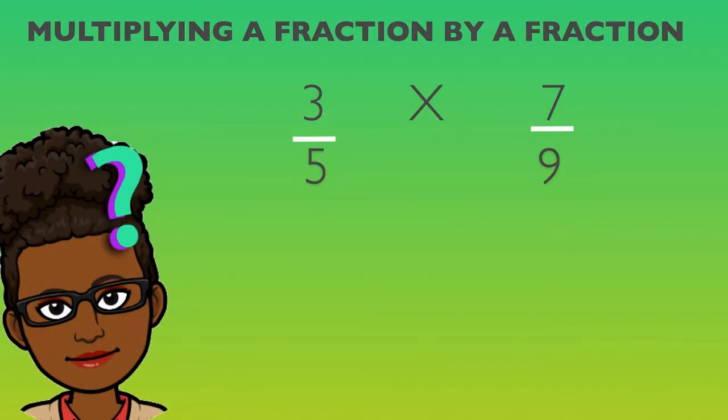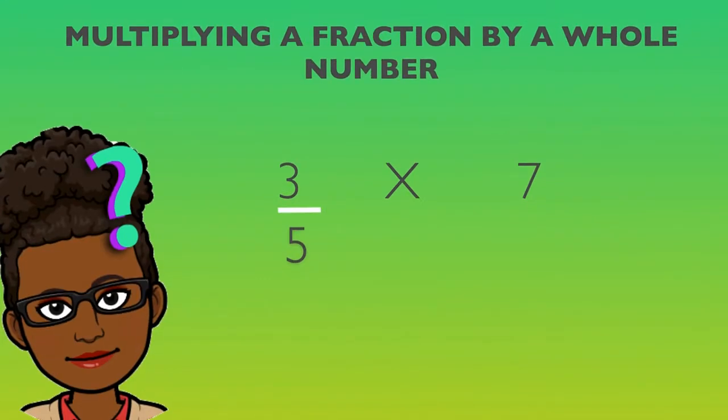Let's do a quick review. In our last lesson, we learned how to multiply a fraction by a fraction. Can you do this for me very quickly? What is 3/5 multiplied by 7/9? If you said 21/45, you are correct. However, that fraction can be simplified. And when we simplify that by the factor of 3, we get 7/15.